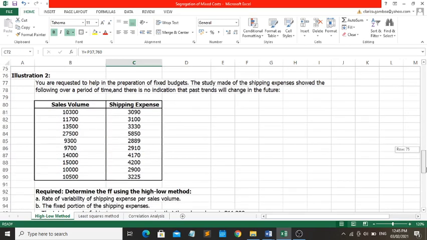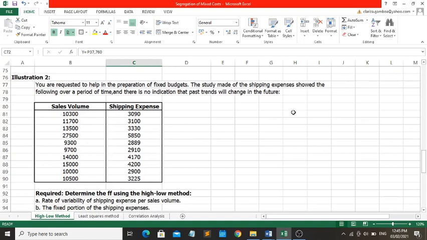Next, illustration 2. You are requested to help in the preparation of fixed budgets. The study made of the shipping expenses showed the following over a period of time, and there is no indication that past trends will change in the future. So, meron tayong sales volume and shipping expense. So, ito yung nagiging transaction niya, tama? So, ang gagawin natin is to help in the preparation of fixed budgets.